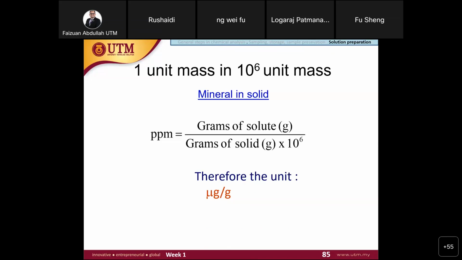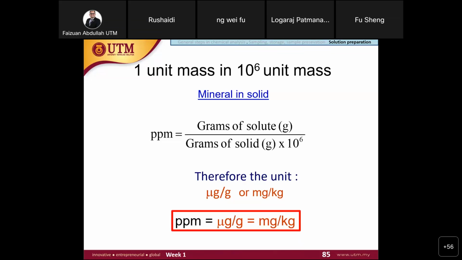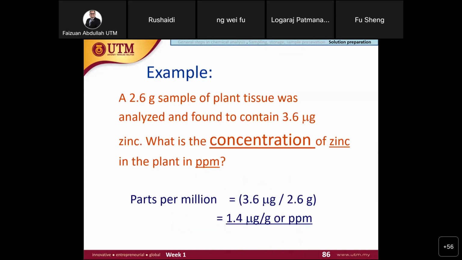So it is equal to 1 microgram per gram, or 1 milligram per kilogram. So it equals 1 gram divided by 1 million gram. So the unit for ppm is equal to 1 microgram per gram, or 1 milligram per kilogram. Right, now come to the example.